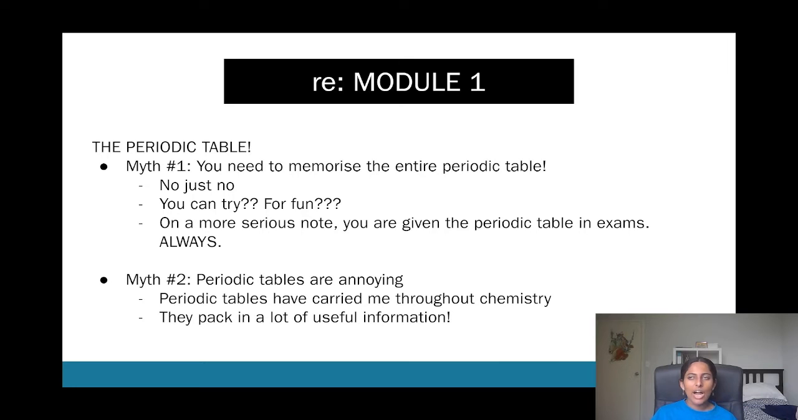And I feel like for the periodic table, all you need to do is just know where things are in terms of the elements. And in terms of using the periodic table, they may look confusing, complex, and even annoying, but they're actually really, really useful. And you pretty much need them to do the calculations anyways. So yeah, they're really important.